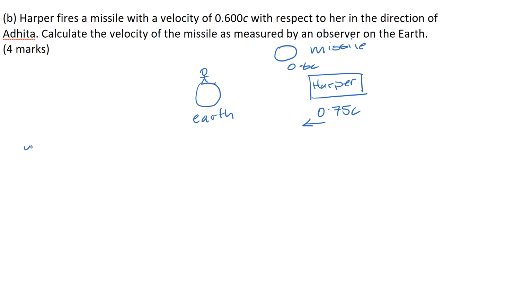All right, so let's set up our u, v, and u dash, and then we can decide what variables are going to go with which object. So this u is going to be object 1 with respect to observer. v is object 2 with respect to observer. And u dash is object 1 with respect to object 2.